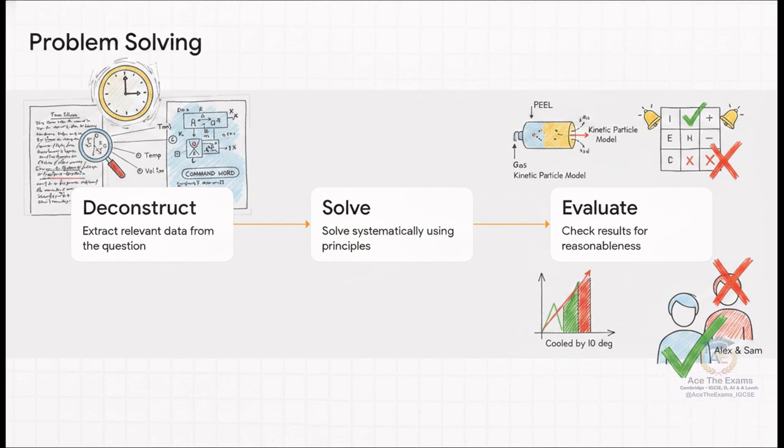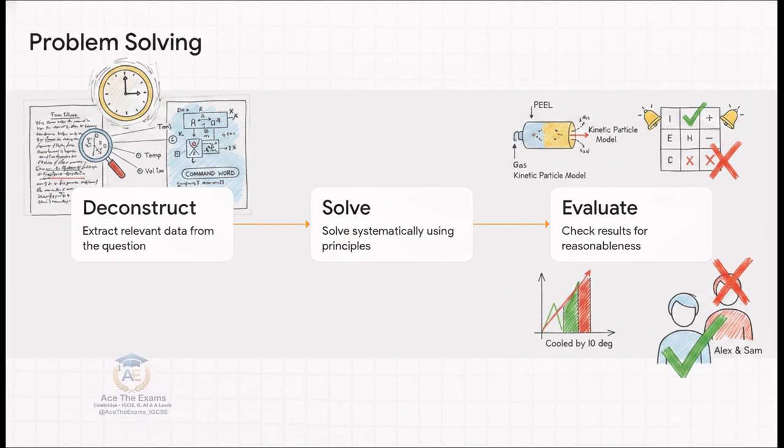Step 3. Evaluate your results for reasonableness. This is your time management matrix check. Take a step back and look at your final answer. Does it make logical real-world physics sense? If you calculate that a gas cooled by 10 degrees suddenly gained a massive amount of kinetic energy, your evaluation step should be triggering huge alarm bells in your head. Deconstruct, solve, evaluate.